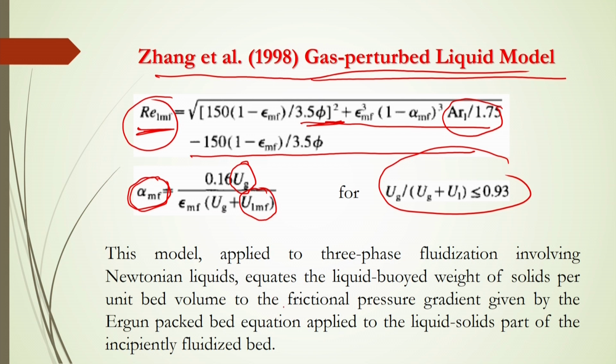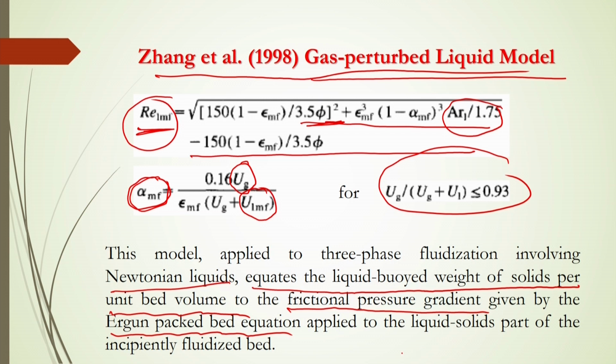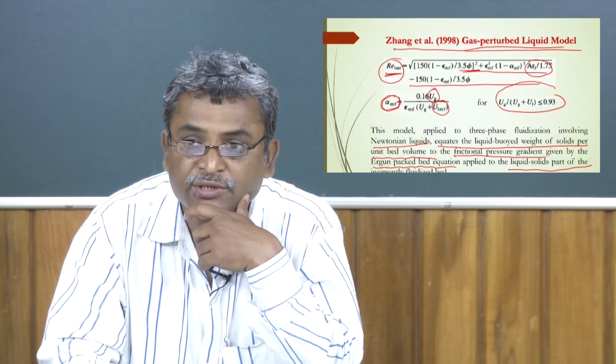So, this model is actually applied to this 3-phase fluidization involving Newtonian liquids, which equates the liquid buoyant weight of the solids per unit bed volume to the frictional pressure gradient, which is given by the Ergun packed bed equation, and also it is applied to the liquid solids part of the incipiently fluidized bed. So, this Zhang et al. model can also be used to calculate the minimum fluidization velocity in gas liquid solid system.